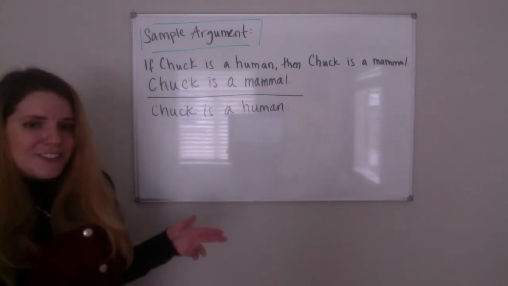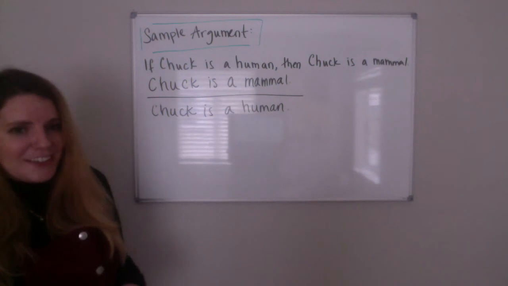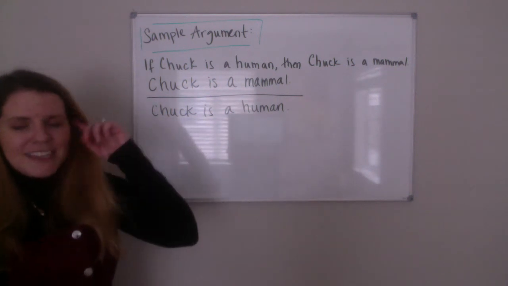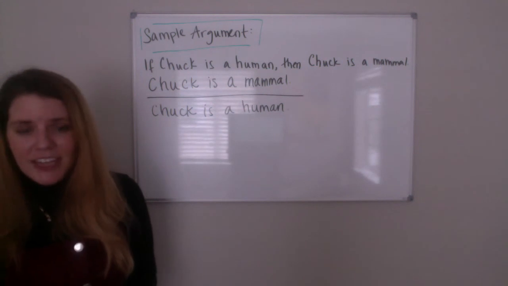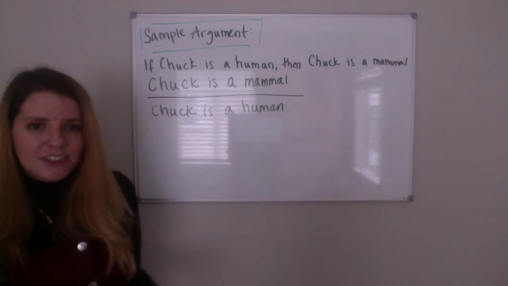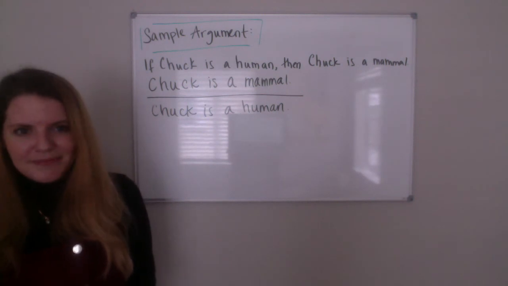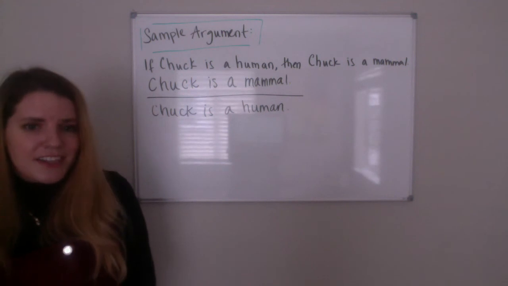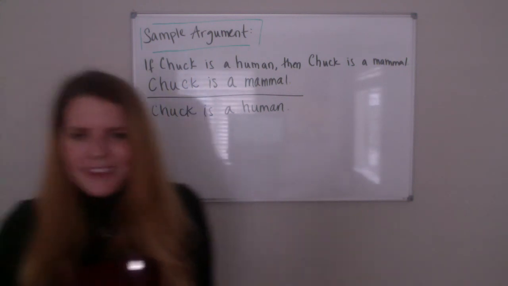And the conclusion is true. I just told you we're talking about my human friend Chuck. The conclusion is, therefore, Chuck is a human. So our argument reads, if Chuck is a human, then Chuck is a mammal. Chuck is a mammal, therefore, Chuck is a human. Premises are true, and the conclusion is true. But something is weird here. Some of you might have already caught on to the fact that this isn't a good argument. But the premises are true, and the conclusion is true.